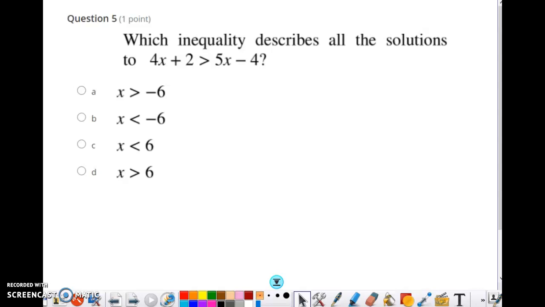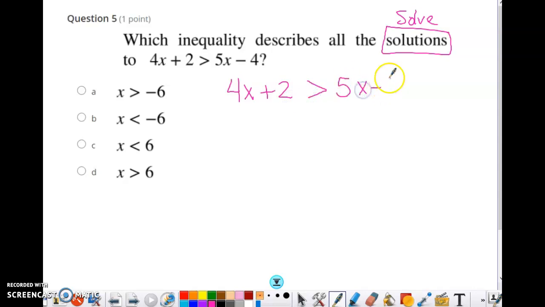Okay, this one is just like problem number 4, but it's a shorter version, so a smaller problem because there's no distributing. And it's asking for all of the solutions, which means we're going to solve. Okay, so if you want to rewrite that, that's fine. 4x plus 2 greater than 5x minus 4.